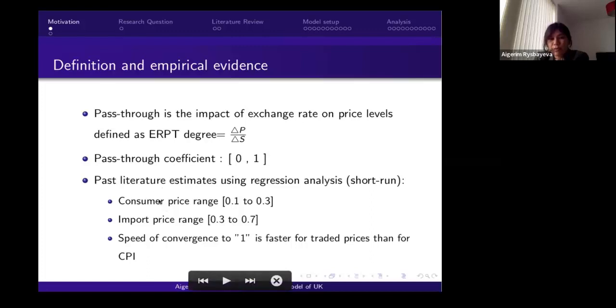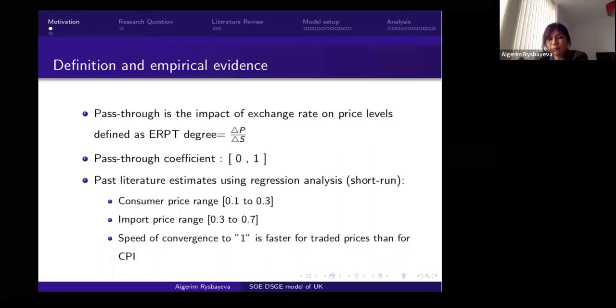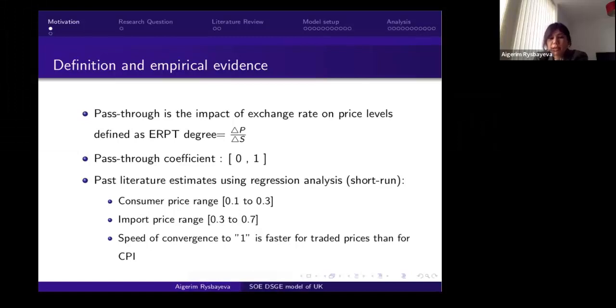From this, we can see that the pass-through to import prices is larger than the pass-through to consumer prices, which makes sense because the exchange rate first affects the import prices and then affects the CPI price level, which is the final price level. This all has to do with the transmission mechanism in the economy. This is the dynamics of the economy we are going to discuss in the following slides.